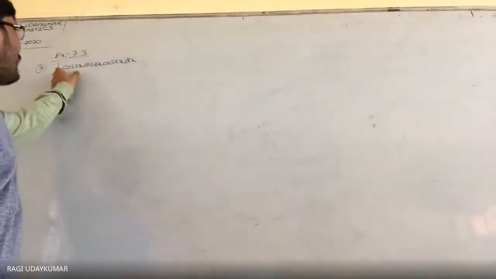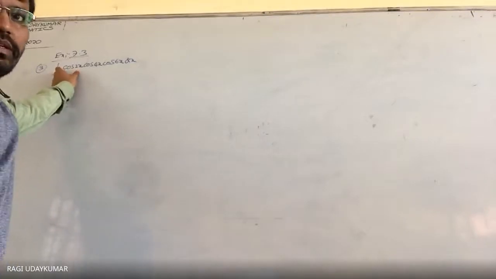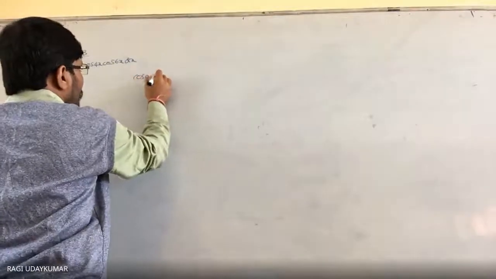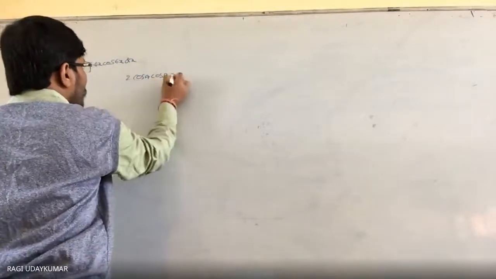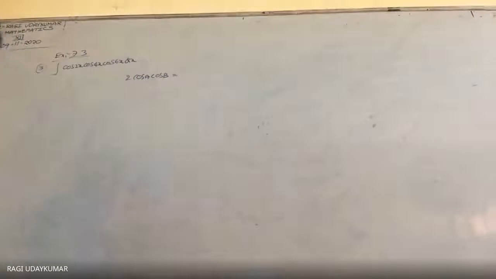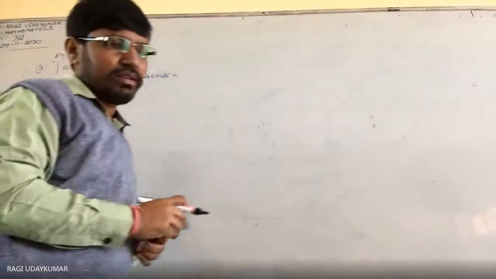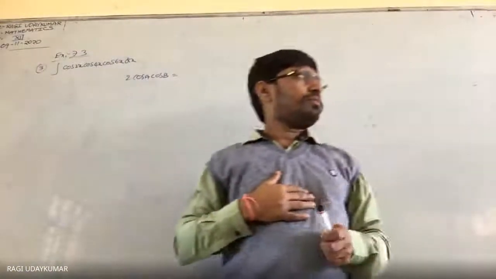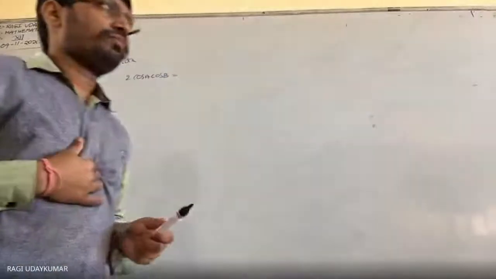Keep cos 2x on the side. And first think: what is the cos A cos B formula? 2 cos A cos B. First you should know 2 cos A cos B. Just now I wrote it on the board. Anyone, please check, because you have the product form of cos.